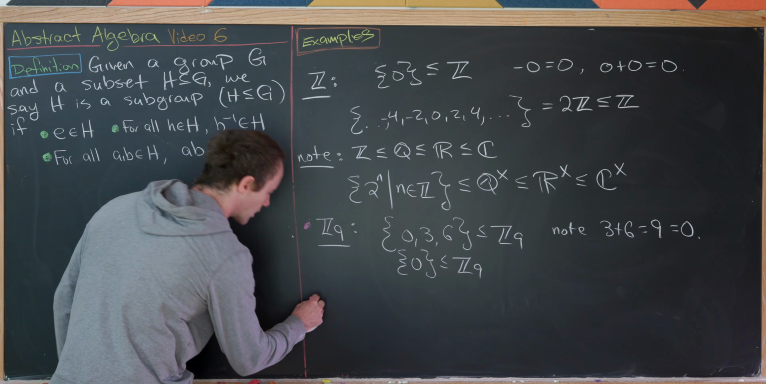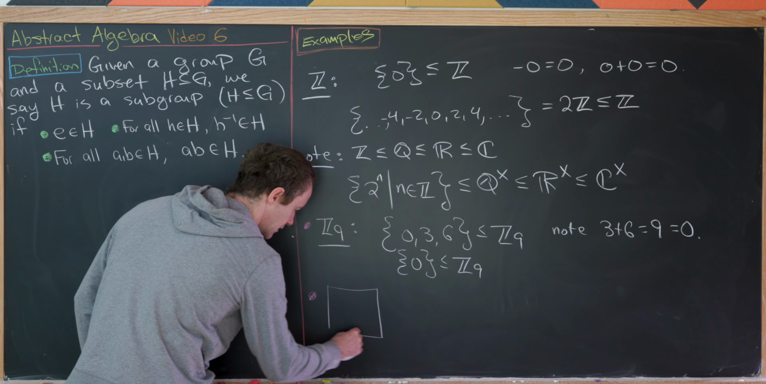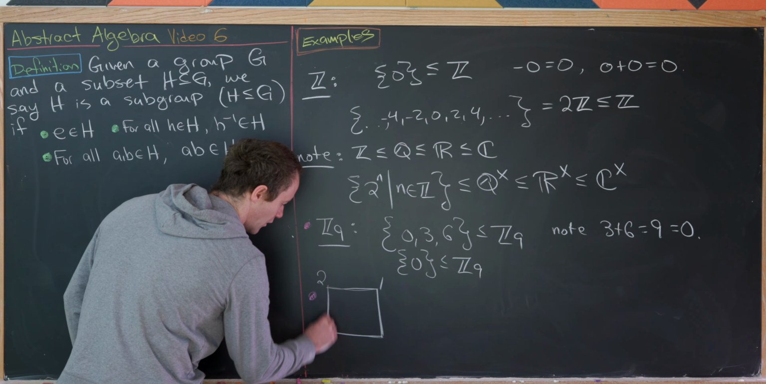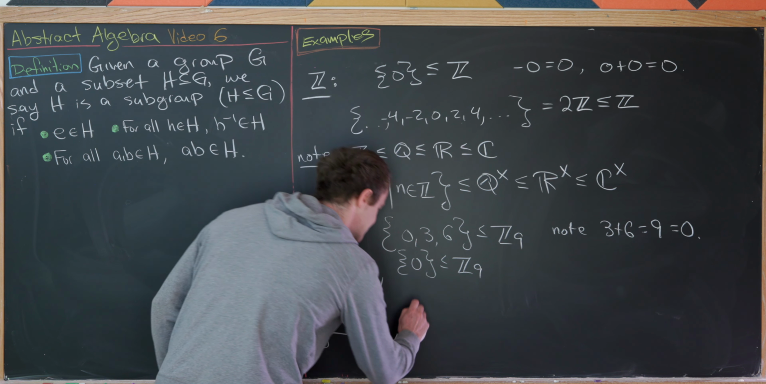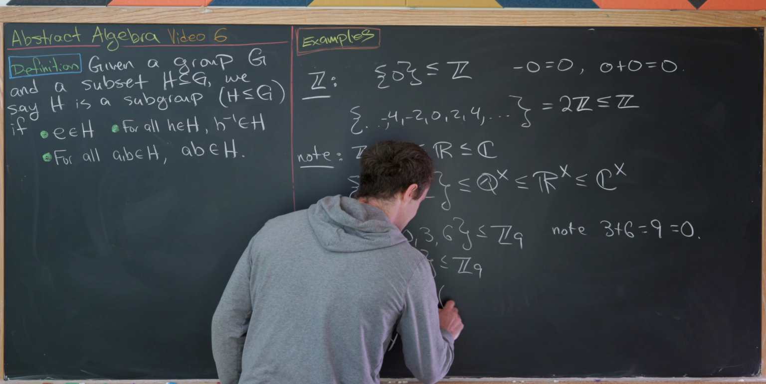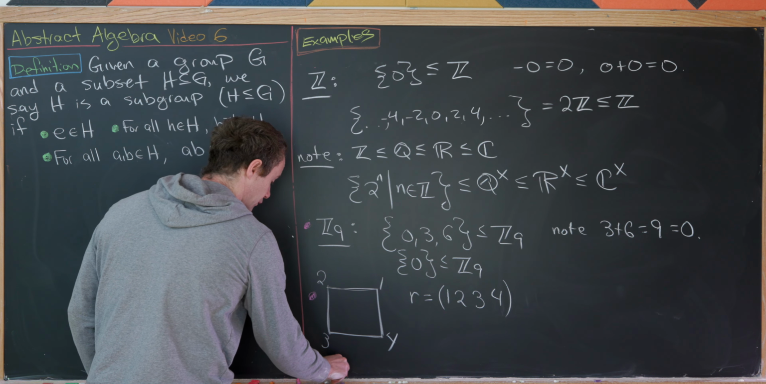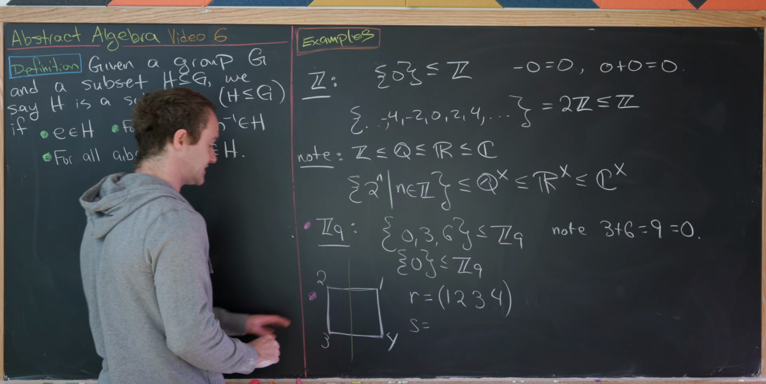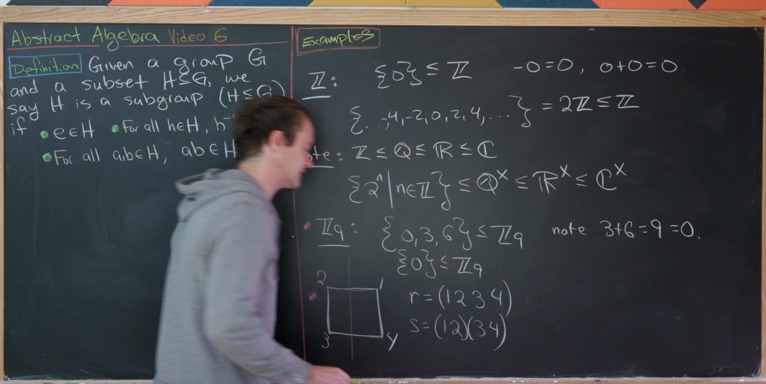Now here's one more interesting example, and let's consider a square for a minute. And let's maybe label the vertices of the square 1, 2, 3, 4. And let's notice that rotation by 90 degrees is like the permutation that sends 1 to 2, 2 to 3, and 3 to 4. And reflection about this axis right here is the same thing as the permutation that sends 1 to 2 and 3 to 4 like that.